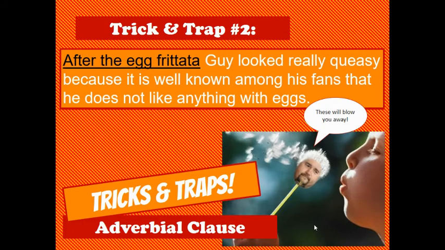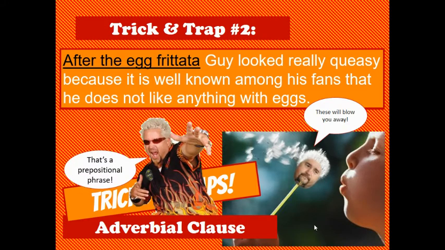So if I said, "After the egg frittata, Guy looked really queasy because it's well known among his fans that he does not like anything with eggs." Well, in this case, this is just a prepositional phrase, after the egg frittata. There's no verb in that part that I've underlined. So if it was after the egg frittata was eaten, that would be a clause. But this is just a prep phrase. So be careful of those words which kind of do double duty, because sometimes they're just prep phrases. In this case, this takes no commas at all. It's just a prepositional phrase.